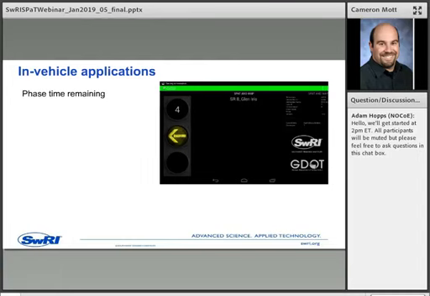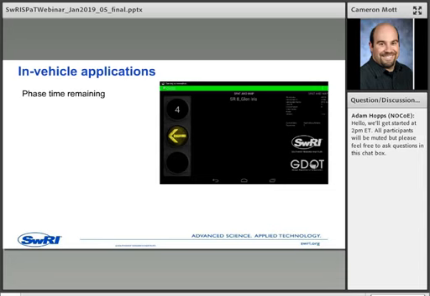I'm going to discuss a little bit about our in-vehicle applications. So these are our screens from our engineering user interface. This first application is the phase time remaining. And as I mentioned, the information for much of this has been covered already in a previous webinar. I'm going to talk through a bit of it, and you folks can keep an eye out for something that's of particular interest for you.